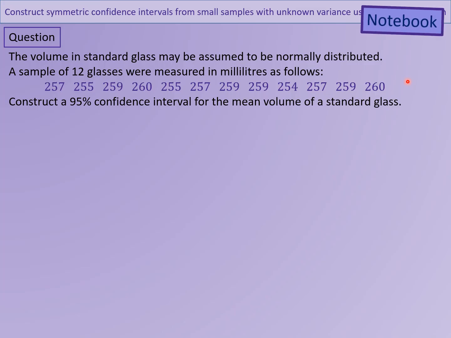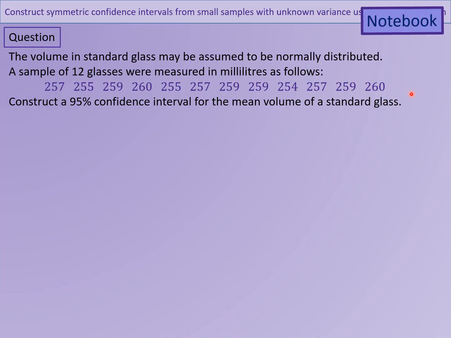So the volume of the standard glass is assumed to be normally distributed. Good, we know it's normally distributed. That's the first tick box sorted. A sample of 12 glasses, right, small sample. That's the second tick box. So we've got that. Not mentioned what the standard deviation of a standard glass is. Therefore, that's the third tick box ticked. So I have to use students' t distribution. Normal, small sample, no standard deviation given. Going to be t distribution.